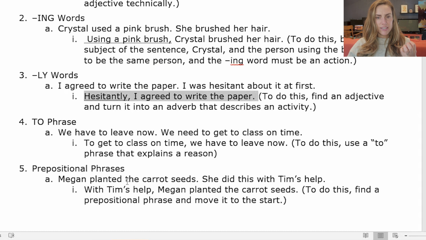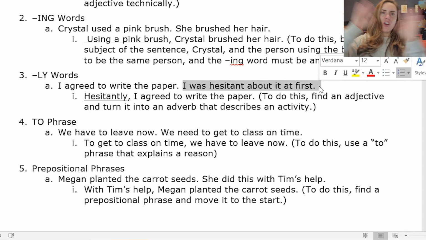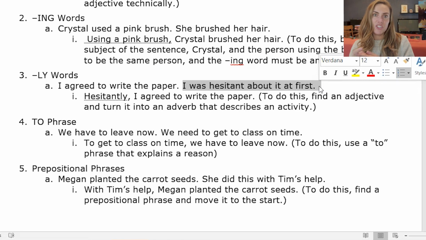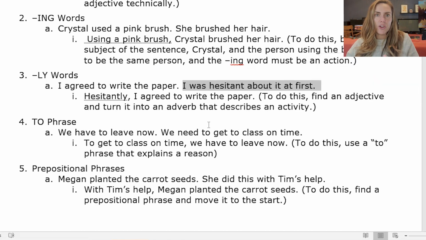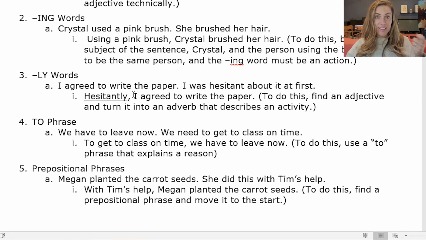Where does that word hesitantly come from? It comes from I was hesitant about it at first. So we took all that out. We took the main word that you were hesitant, turned it into a LY word, an adverb, that describes the action you did in the rest of the sentence. I agreed. How did you agree? Hesitantly. Okay? And you can only do this if the person who was doing something hesitantly in the sentence is the same person that agreed.